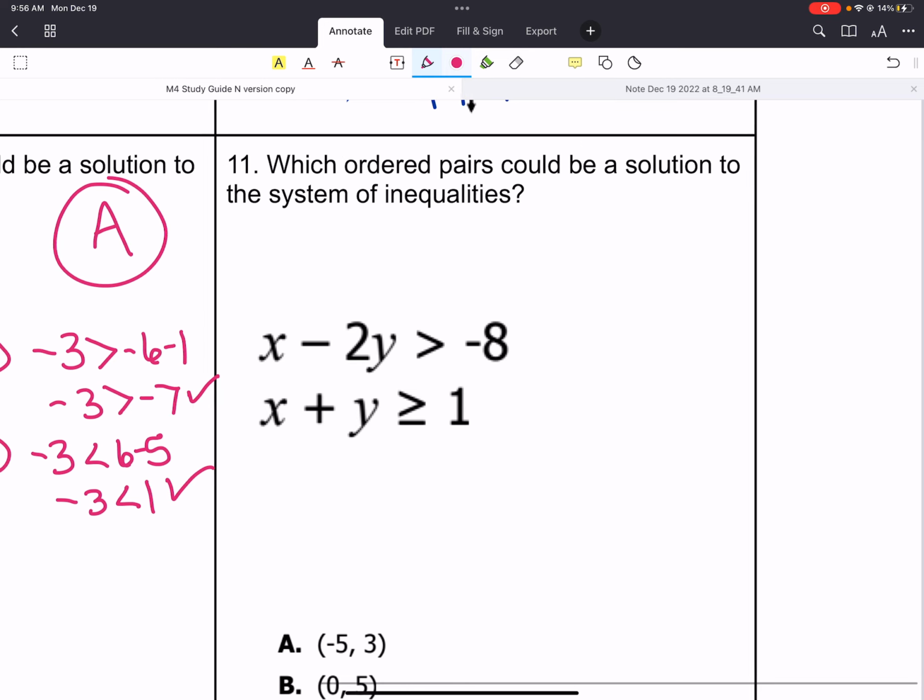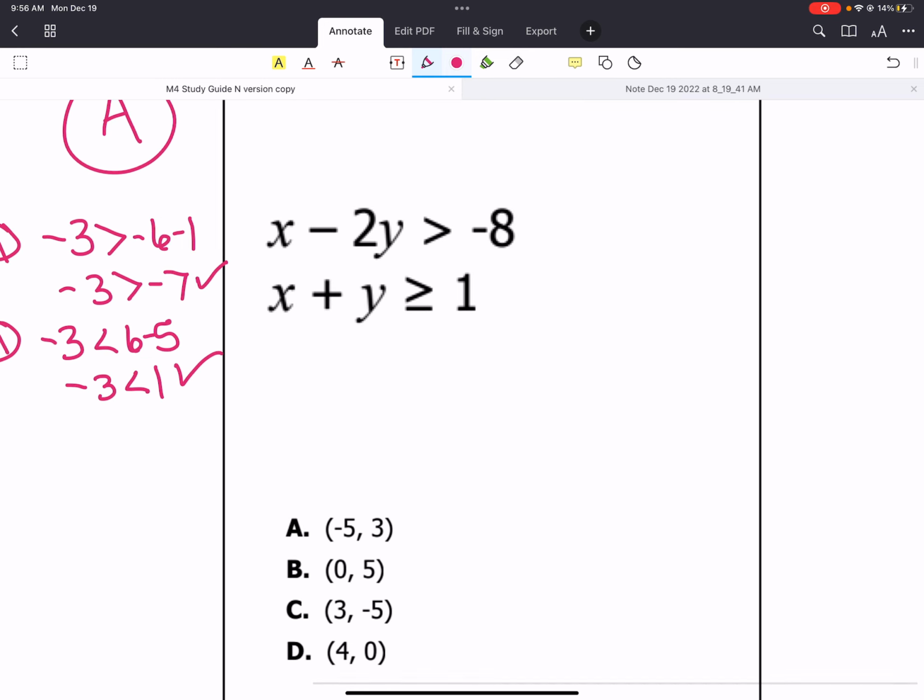Number 11, similar question. The first thing I'm going to do is I have x comma y. So let's see, -5 minus -2 times 3 is -6 greater than -8. So that'd be -11 greater than -8. Is -11 greater than -8? No, it is not. So I know that can't be an answer. I don't even need to check the second equation. If I get a no, the answer is no.